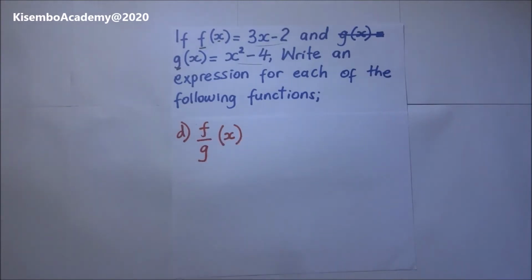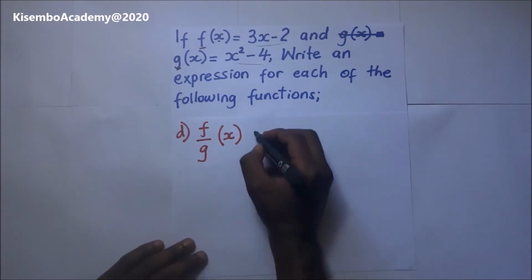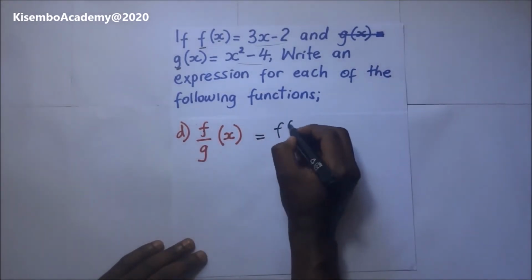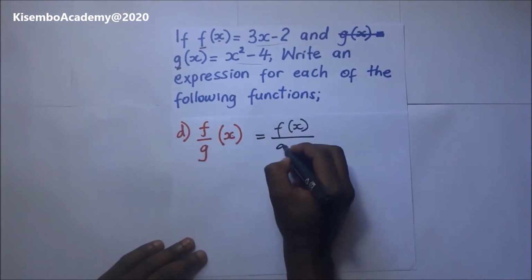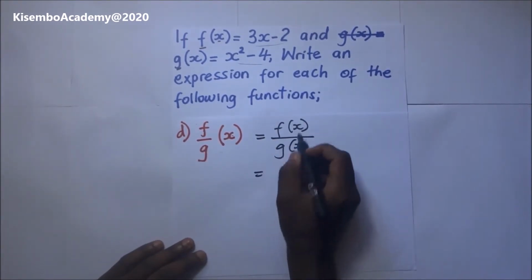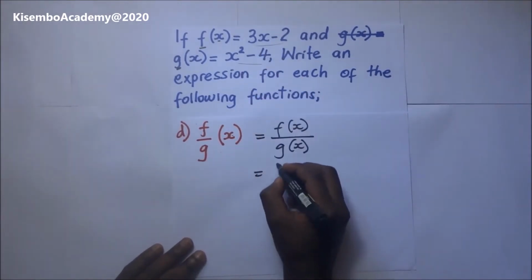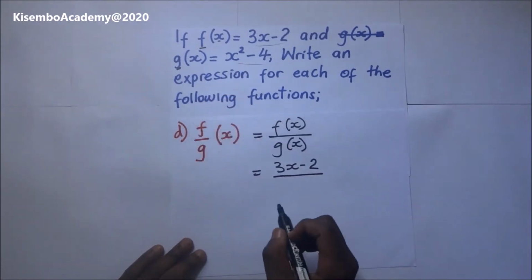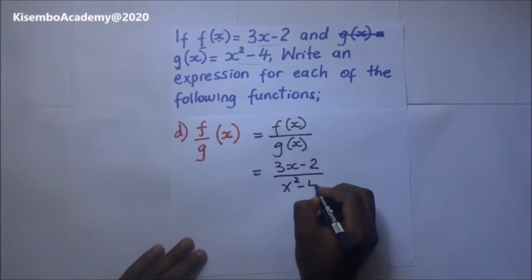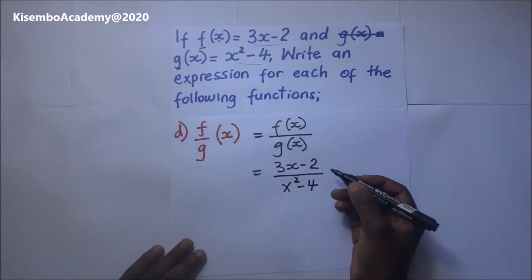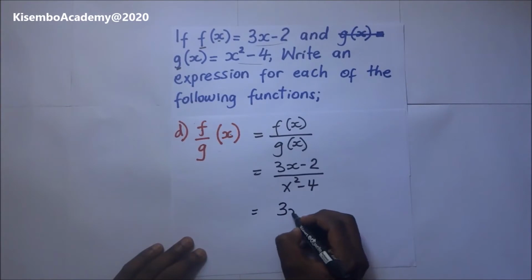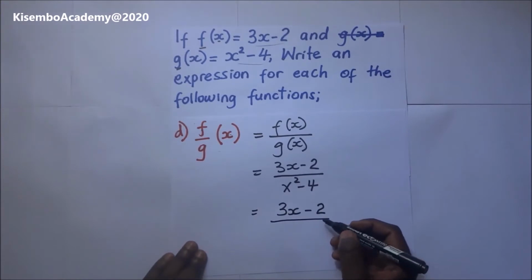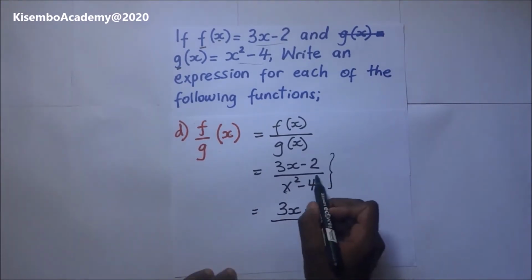Then we have f over g of x. F over g, of course, is more of finding the quotient of these two. This is the same as saying f of x divided by g of x. Dividing these two, we have f of x giving us 3x minus 2, divided by g of x. G of x is x squared minus 4. And I think that's pretty much it. It's going to give us 3x minus 2 over x squared minus 4. You can simplify this further.